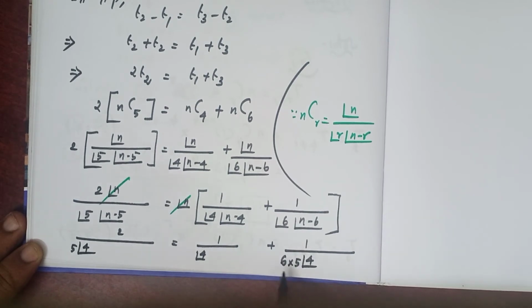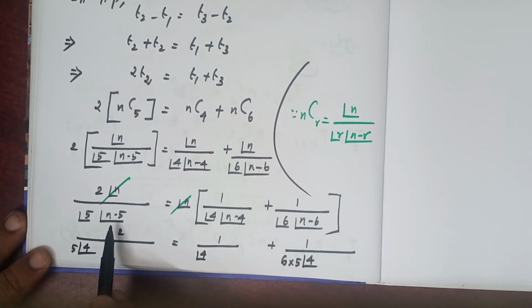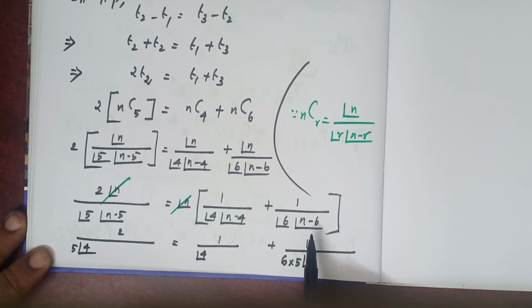These two are same only, because 6 factorial means 6 into 5 into 4 into 3 into 2 into 1. Look at that, 6 into 5, 4 factorial means 4 into 3 into 2 into 1. Therefore, these two are same. Look at that, we have 4 factorial here, 4 factorial here, also 4 factorial. We can take 4 factorial as common. Like that. Here n minus 5 factorial, n minus 4 factorial, n minus 6 factorial. Which is the least one?